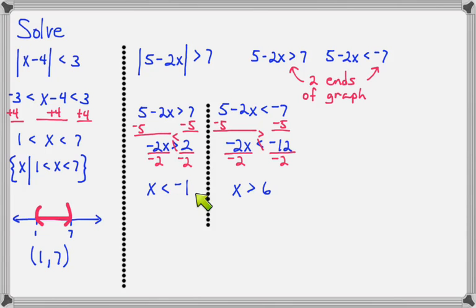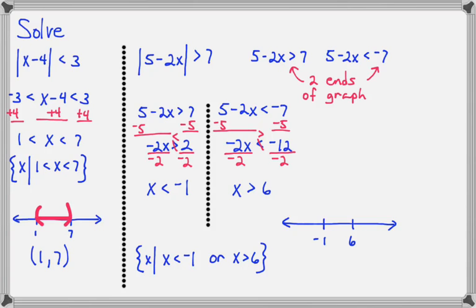So now I will have one end of the line graphed here and another graphed here. I went ahead and did my set notation. Your set builder notation will just be these two inequalities with the word or in between them. And here's your graph. And remember that this is a greater than problem, so it graphs the two ends. So x is less than negative 1 will be to the left. x is greater than 6 will be to the right. And we'll have our parentheses here.